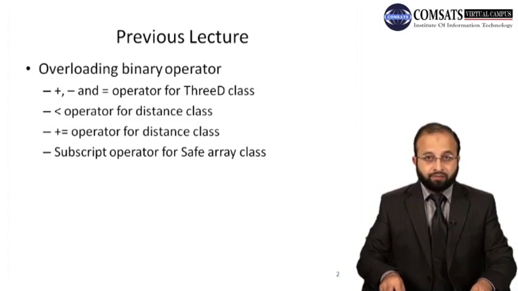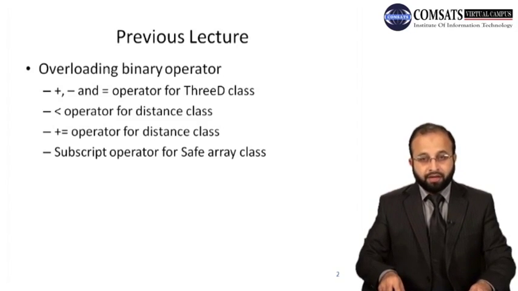For a safe array class, we make a safe array, that is whenever we assign the value to any index of that object, then the overloaded function checks whether the index is within the range. If it is, then it assigns the value. So in this case we have seen three mechanisms.